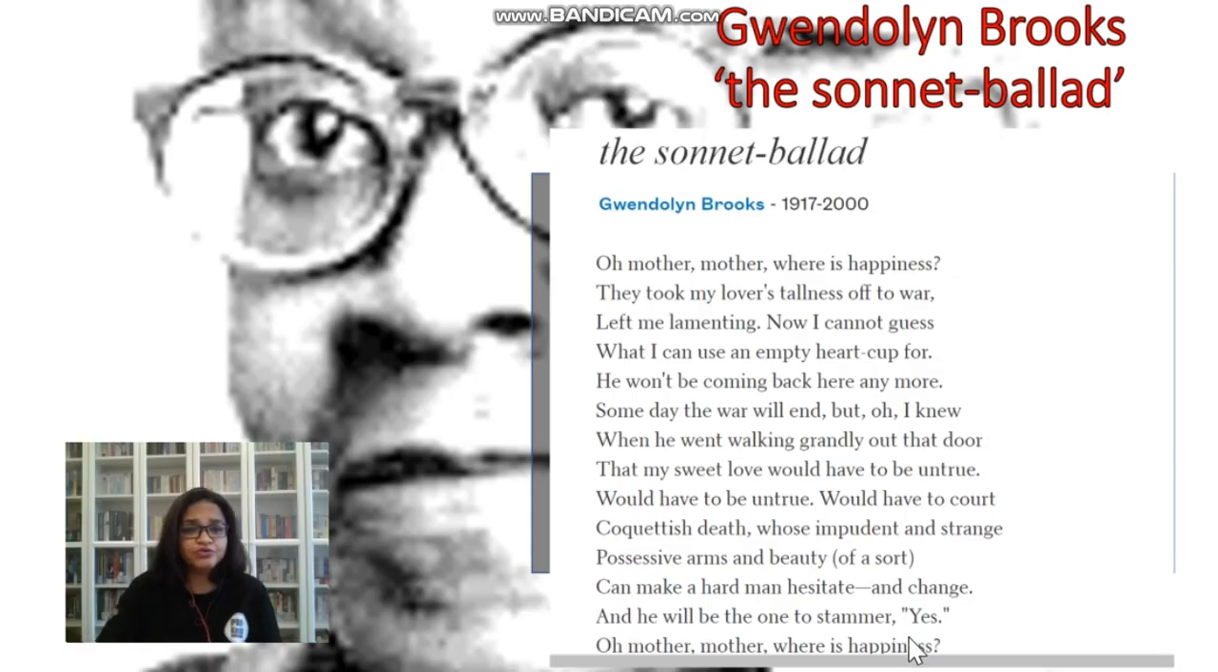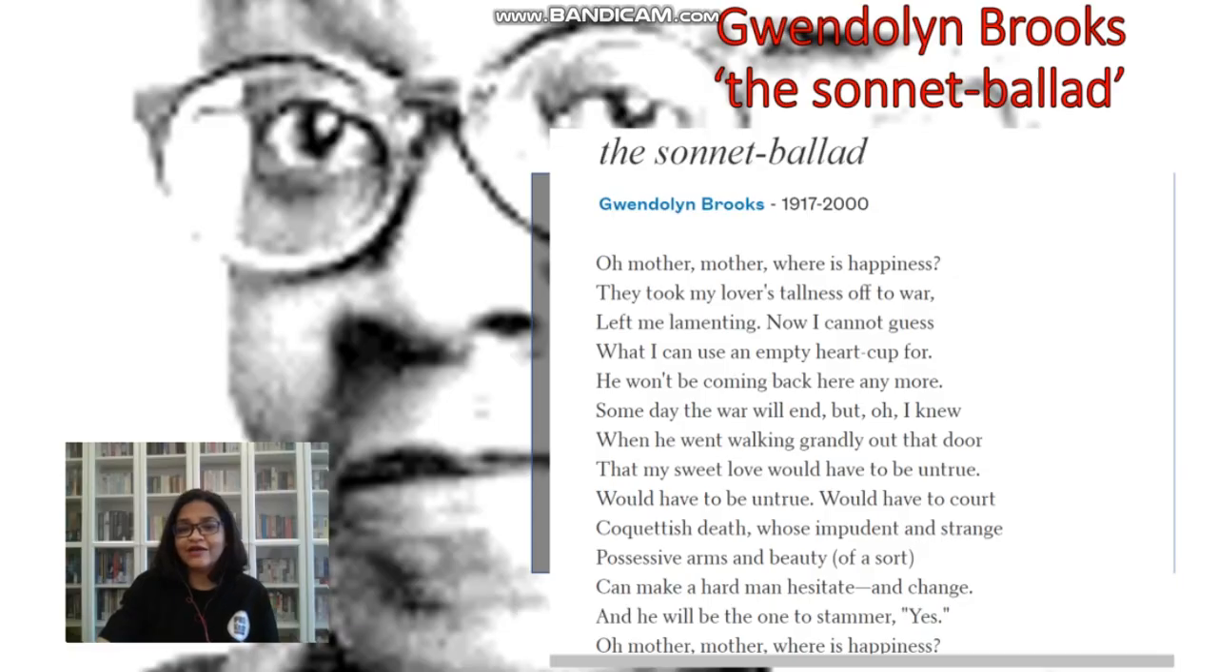Would have to quote coquettish death, whose impudent and strange possessive arms and beauty of a sort can make a hard man hesitate and change. So the speaker kind of metaphorically likens death to a mistress. Just like a lover might go to another mistress, her lover is going to be untrue because he is going to quote another mistress, and that is death, right. So he has to be untrue. Death is inevitable. So he would be untrue, and she asserts that he would have to quote coquettish death.